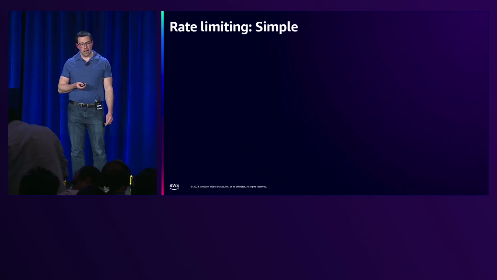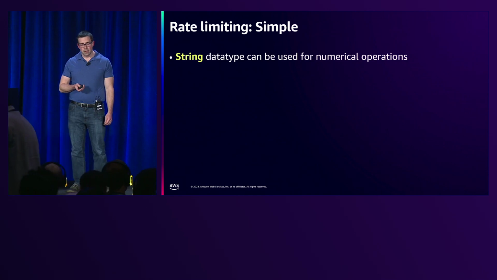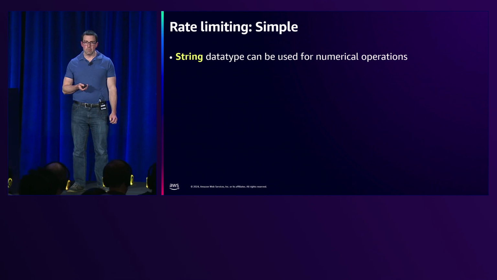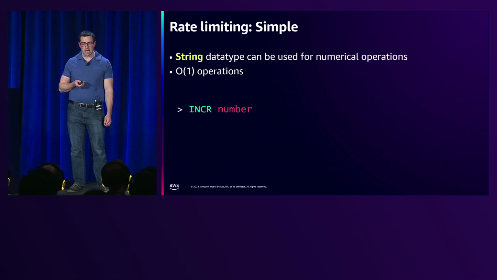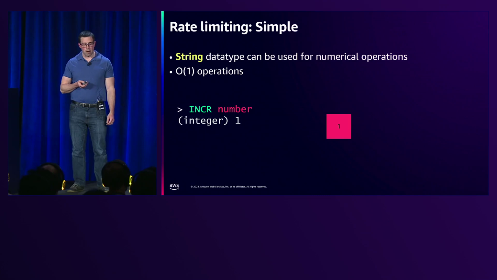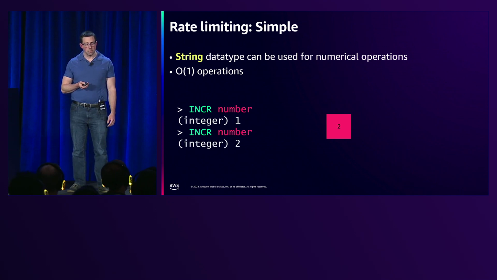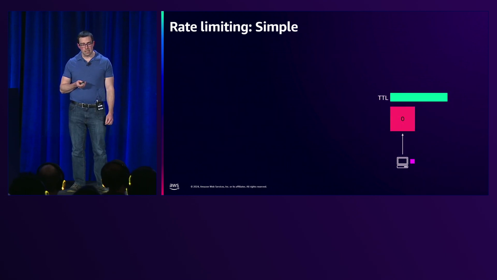So we'll walk through a simple and then a more advanced use case for rate limiting. The simple one leverages the simple string data type that we saw before but uses it for numeric operations. So in addition to doing sets and gets on binary safe data, you can actually manipulate a string as a number in O(1) time. So let's say I use this INCR command on my key, which I'm calling number. If it doesn't exist, it'll increment it by 1. It'll create this key with a value of 1. And then I can continue to call increment on it, and it'll increase the value each time and return to me that new value. So we can use this capability to build a pretty simple rate limiter.